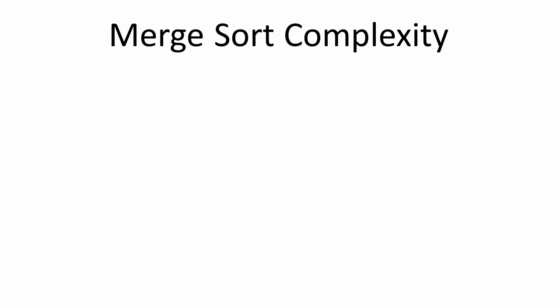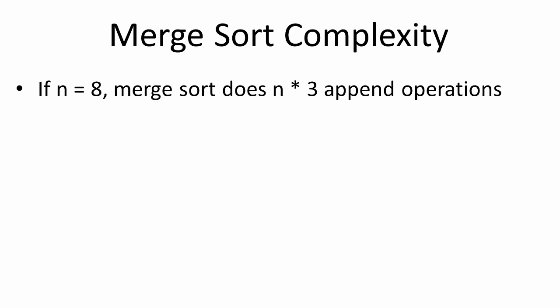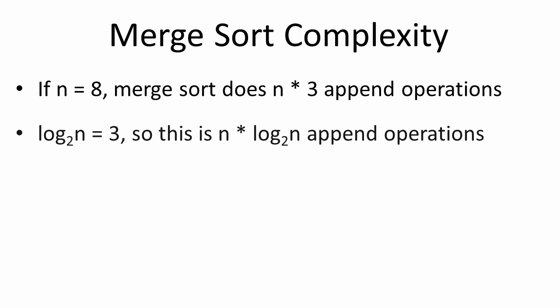So let's derive a big O time complexity from this. We've seen that if n equals 8, the merge sort does n times 3 append operations. We know that the log of 8 is 3, so the log of n is 3, and it follows that we did n multiplied by the log of n append operations. This generalisation is correct for other amounts of data too. If we had 16 items to sort in our list, a quick sketch would reveal that we'd need 16 times 4 appends. The log of 16 is 4, so n log n holds true.